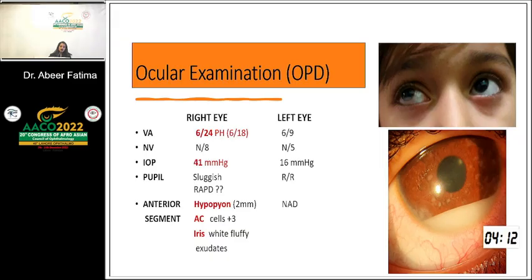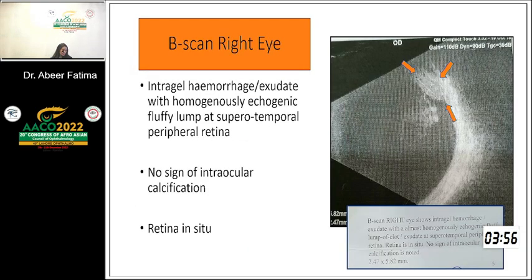On ocular examination, the right eye had visual acuity of 6/24, IOP of 41 millimeters of mercury. The anterior segment had hypopyon, AC cells, and white fluffy exudates on iris. The left eye examination was unremarkable. The B scan showed vitreous hemorrhage and exudate with fluffy lump at supratemporal peripheral retina. There were no signs of intraocular calcification.